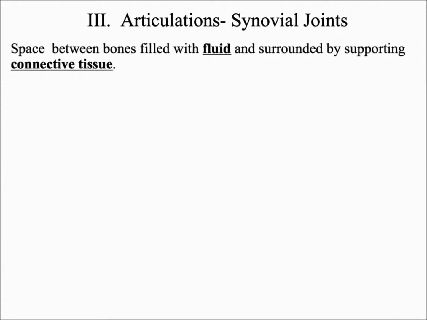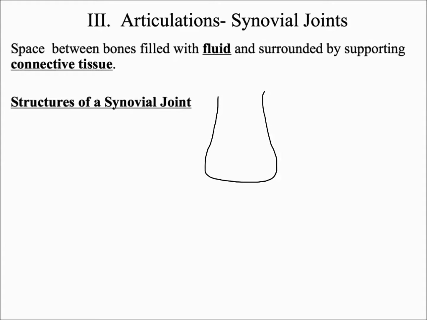And finally, the last structural classification of joints is the synovial joint. And within the synovial joint, the space between the bones is filled with fluid and surrounding supporting connective tissue. All synovial joints will have the following structures. Here you have 2 bones. And surrounding these 2 bones is the first structure of a synovial joint, called the synovial membrane.